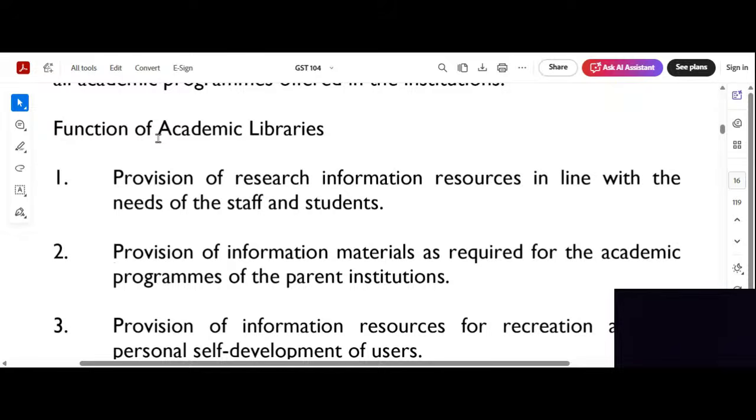Number one, the function of academic library, number one, they provide research information resources in line with the needs of the staff and students. Research information resources. Now, when some of you get to your 400 level, when you will need to write your final year project, you will be doing a lot of extensive reading on researches. You make a lot of research, you need a lot of materials and resources. The library is there for you. There are a lot of books.